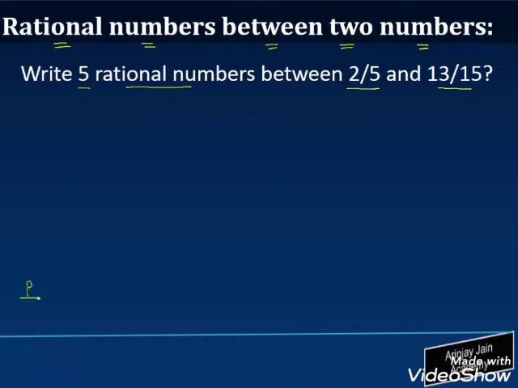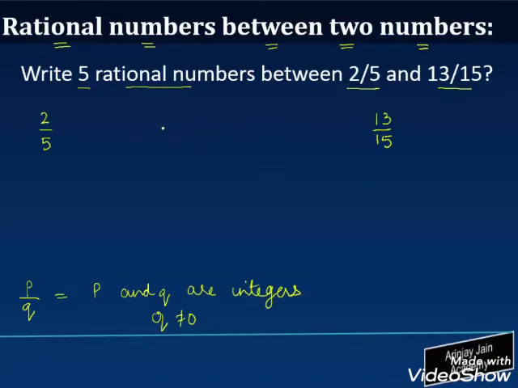A rational number is any number which can be written in the form P upon Q, where P and Q are integers, and Q is not equal to 0. So you are told that there are two rational numbers, 2 upon 5 and 13 upon 15. You have to find out 5 numbers which lie between these two numbers. Now, normally there are infinite numbers which lie between any two rational numbers.